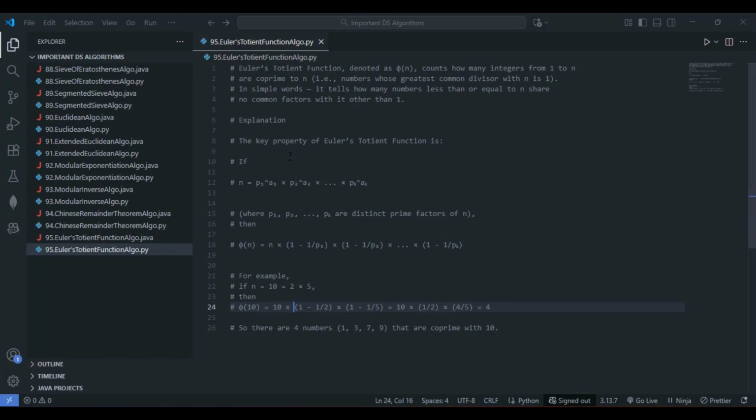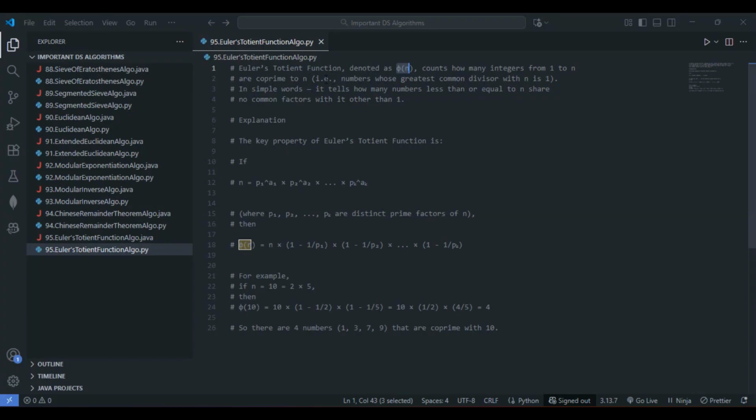So what does this algorithm state? Let's get into the definition part. Euler's Totient function, denoted as totient of n, counts how many integers from 1 to n are co-prime to n. That is nothing but numbers whose greatest common divisor, or GCD, with n is 1.